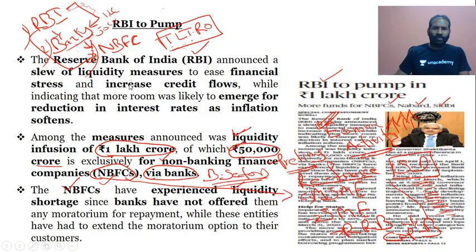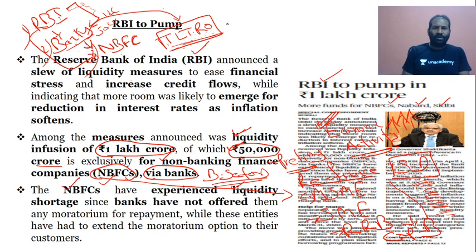So RBI to banks, it will take place, and banks will invest in NBFCs. How? In the form of TLTRO. What is that? Targeted long-term repo operation. So here, banks will invest the money into the TLTRO.